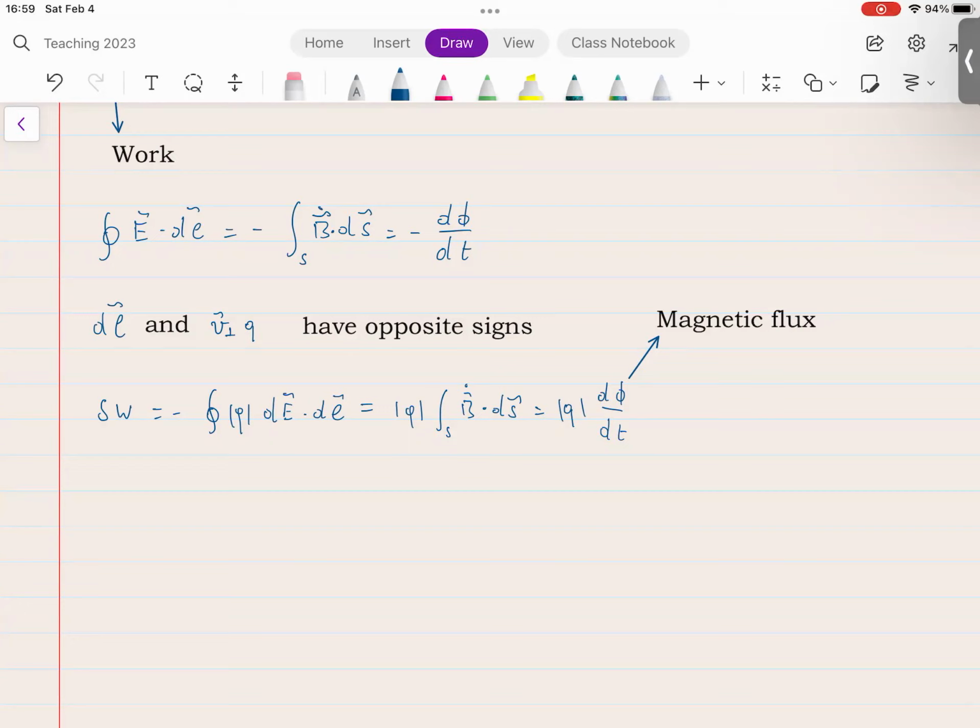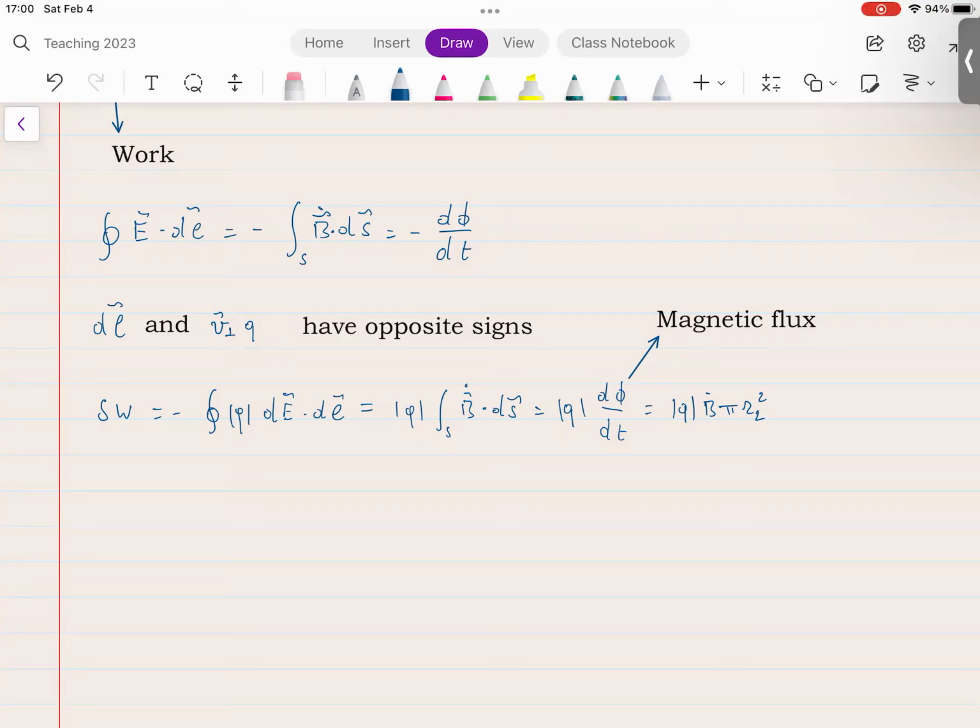This work done by the electric field that's due to the variation of the magnetic field over time is then equal to the charge of the particle times the variation, the time derivative of the magnetic flux, which I can write as absolute value of the charge times B dot times the area, where here the area doesn't change, the only thing that's changing is B.